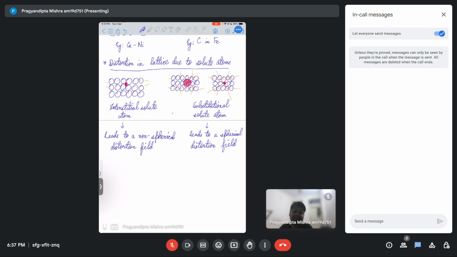The stress field, essentially. So why are we talking about this? What is the need for us to understand what kind of distortion field we are seeing around? So what is happening is the stress field around the solute atoms will interact with the stress fields around the dislocation, and because of this interaction, there will be hindrance in the motion of dislocation. So that will essentially lead to the strengthening. Okay, so let's write that down.